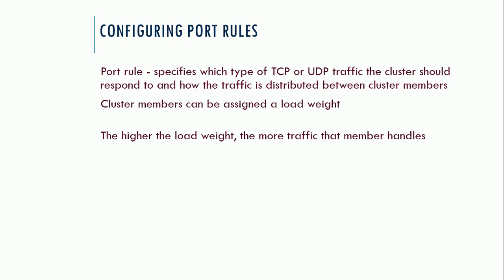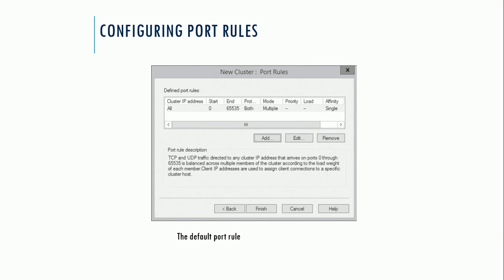So the port rule is how you're going to specify the type of UDP and TCP traffic that the cluster is going to respond to, and how it's distributed between the cluster members. In other words, the load weight, how much of the traffic is going to go to server 1 versus 2 versus 3. Sometimes we call that affinity, so the affinity of the traffic. So with traffic distributed proportionally based on the load weight of the other members, that's what we're talking about with load weight. So the higher the load weight, the more traffic that the member handles. So you can tweak the amount of traffic that each member is going to receive.